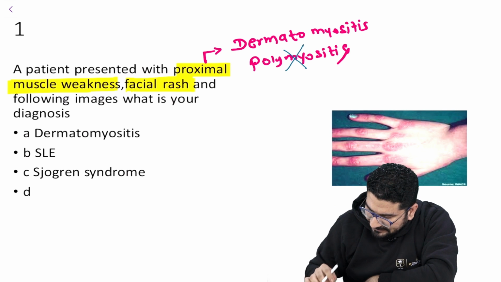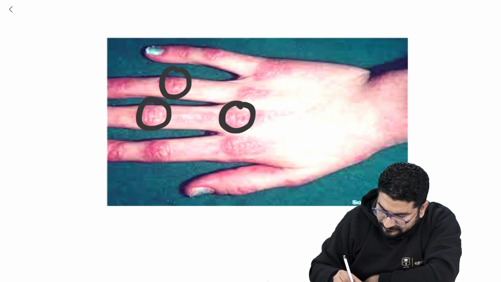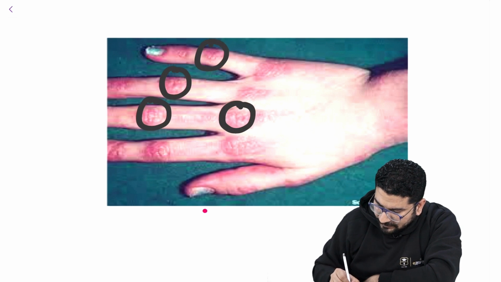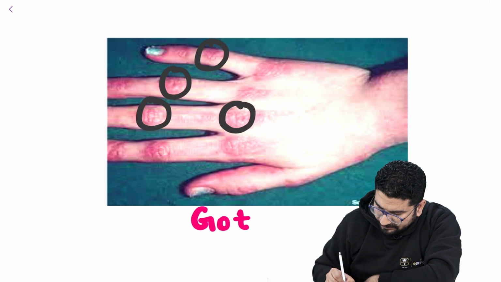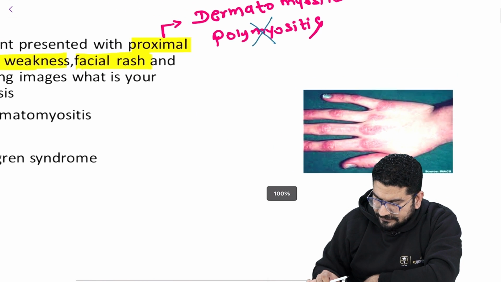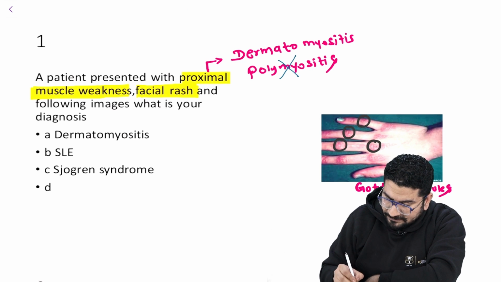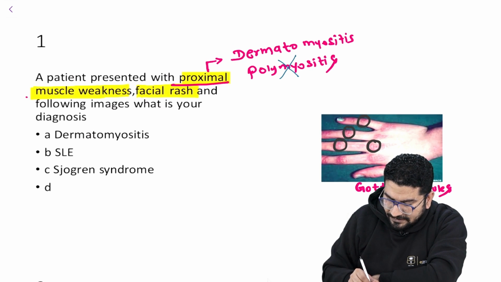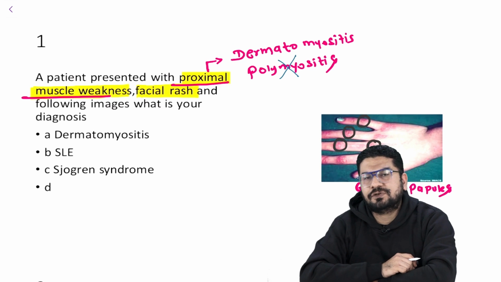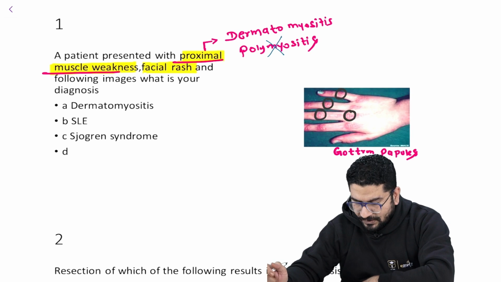Here in this image, let me zoom this for you, you can see these papules. This papular rash is the classical rash. What do we call this? We call this Gottron papules. These Gottron papules, along with the very classical hint in exam, proximal muscle weakness, these two are important enough to make a diagnosis. The diagnosis for this condition will be dermatomyositis.